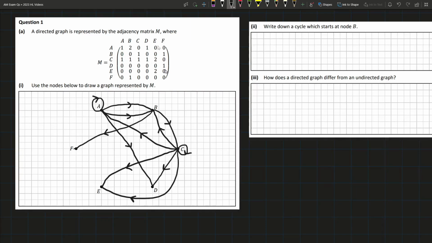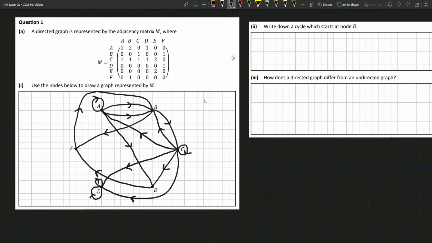For D, we have 1 edge going from D to F. So here's D, and we have 1 edge going from D to F. From E to E, we have 2, so we're going to have 2 loops. There's 1 loop, and there's another loop. It's a little bit small, but hopefully you can see that. And for F, we have 1 going from F to B, so I'm just going to draw it all the way around from F to B. Yours might look a little bit different because it doesn't matter where you draw the edges, but that's just the way I drew it. As long as you have the correct number going from one node to the other, you'll be fine.